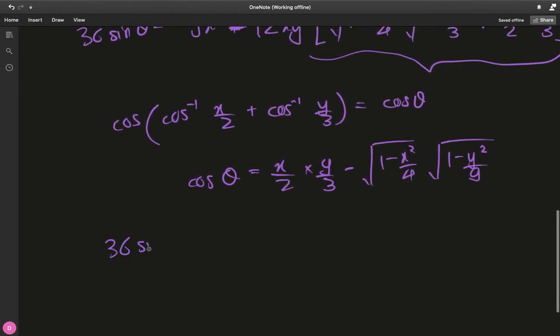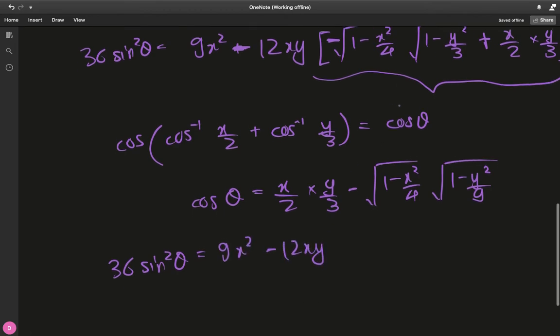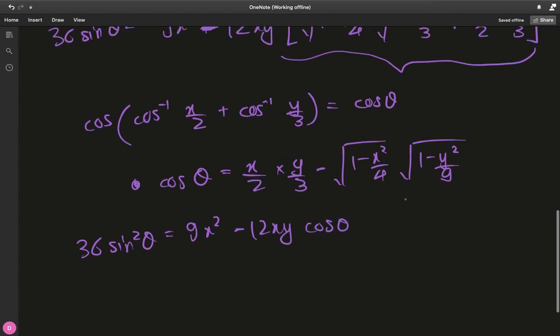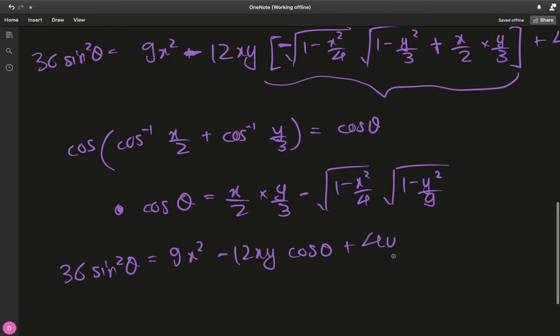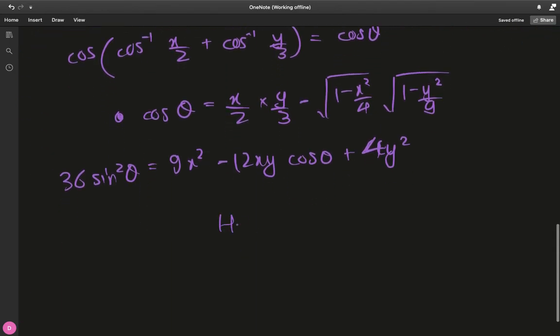So we have 36 sine squared theta is equal to 9x squared minus 12xy. This square bracketed term was cosine theta. I just showed that here. Plus 4y squared, which is exactly what we had to show here. Hence proved.